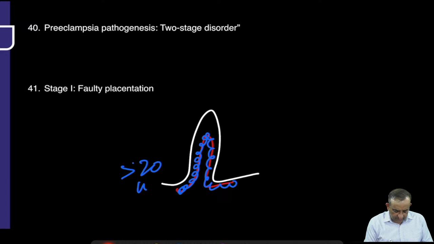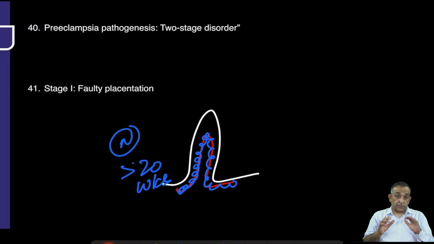So the smooth muscle in the spiral arteries will be replaced by the trophoblast. And when the spiral arteries have no muscle left, because trophoblast has replaced the muscle, the vessels will be vasodilated. Vasodilated vessels will give better perfusion. This is normal. It happens at 20 weeks. Now, if it doesn't happen at 20 weeks, blood pressure increases after 20 weeks.